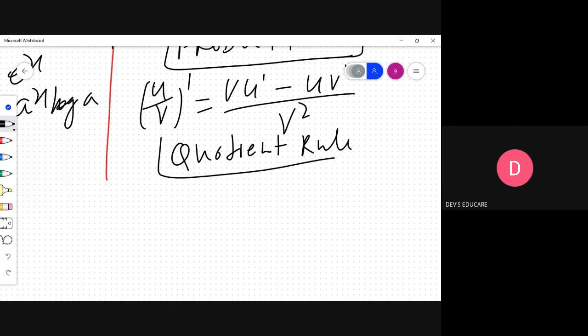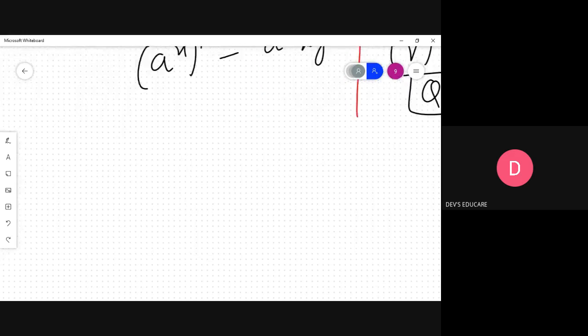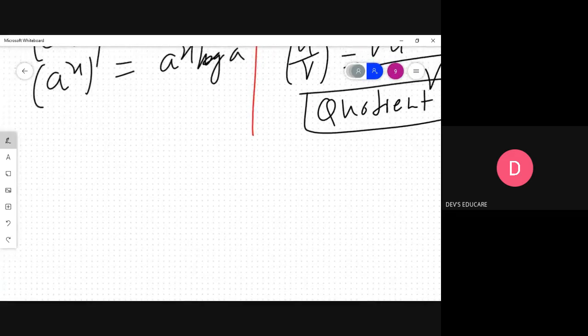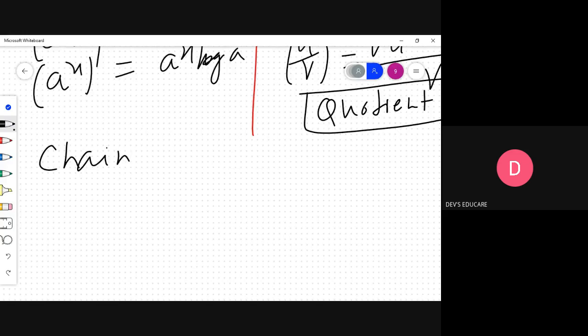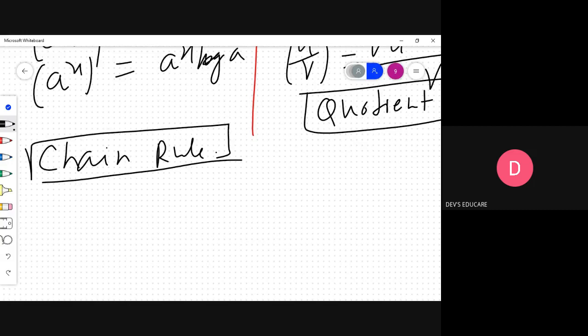And there is the chain rule. While doing derivatives, we have to follow the chain rule. What does it say? If there is a function under the given function, then we shall continue finding the derivative till we get the one. So we shall understand the chain rule while doing the sums.